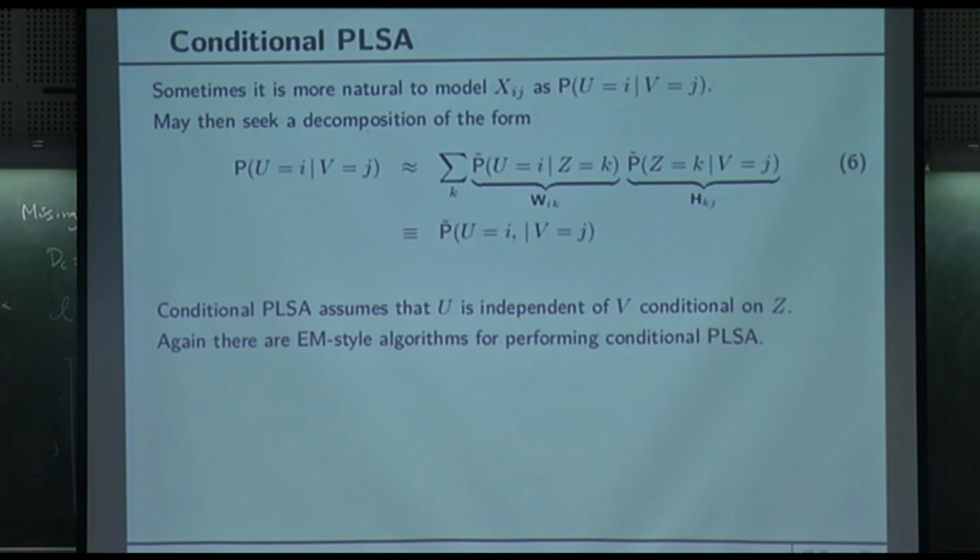You can do conditional PLSA. Sometimes it's more natural to model Xij as a conditional distribution. Again, you can play the same trick, that there exists some latent variable such that things are in between. So V predicts Z and Z then predicts U. Conditional PLSA assumes U is independent of V conditional on Z.